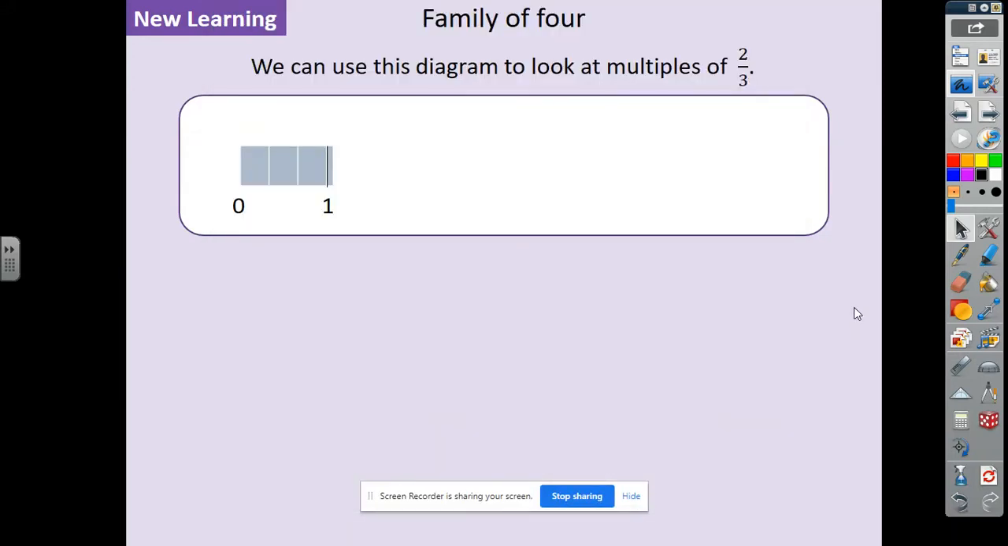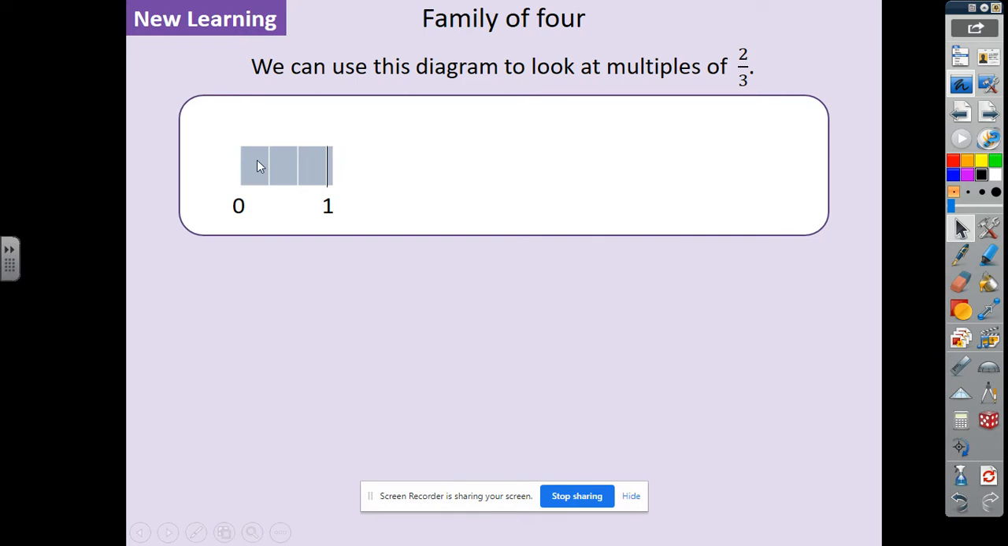We're going to have a look at multiplication with non-unit fractions. So we can see here we're looking at 2/3 this time. I have drawn a number line in here just from 0 to 1 to start with. Now, if I'm looking at 2/3, what would I need to split this part of my number line into?